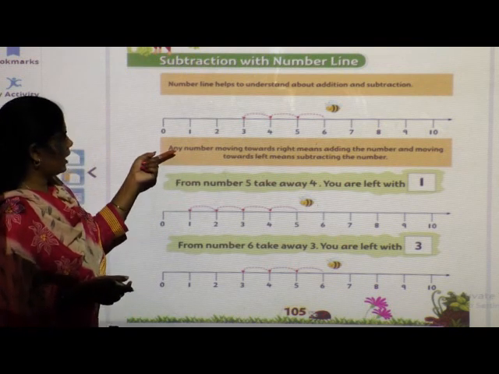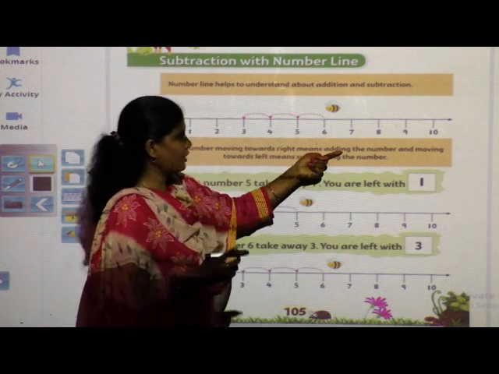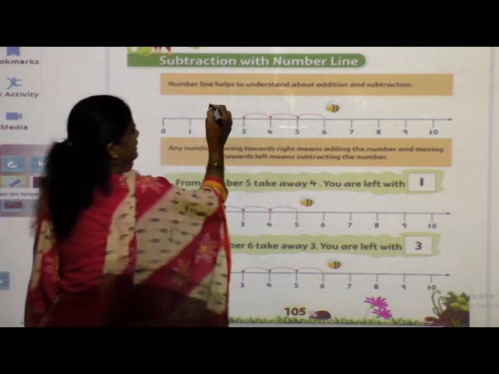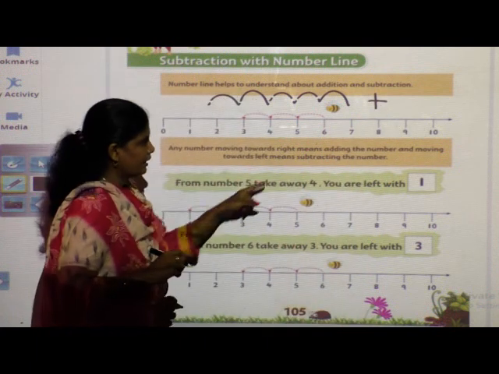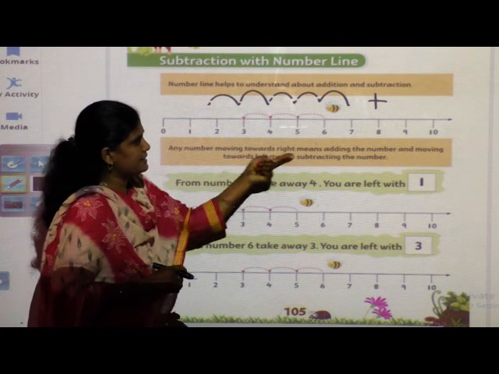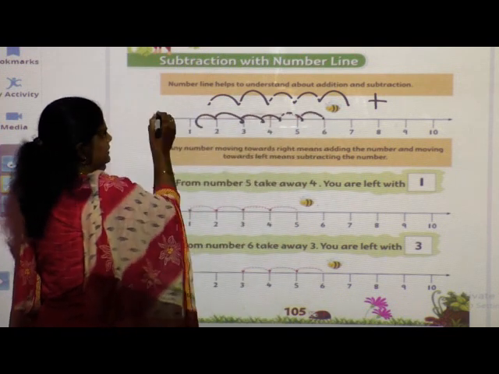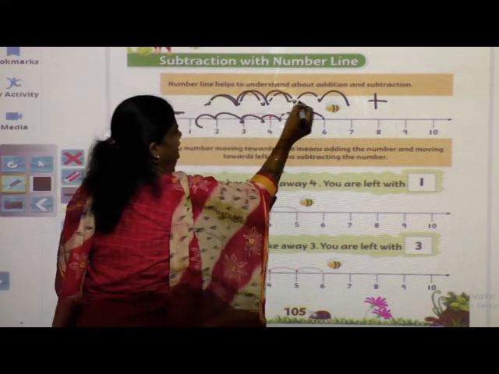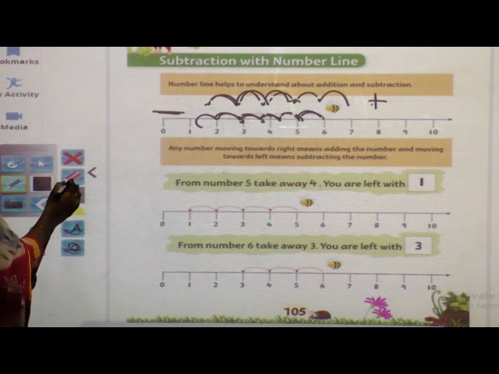See now, any number moving towards the right means adding. The numbers which we count in this way will be adding one. And moving towards the left means subtracting the numbers. So if we go like this, we come back, which means minus. Got it? See, if we go like this, it is plus. If we come back, that is minus.